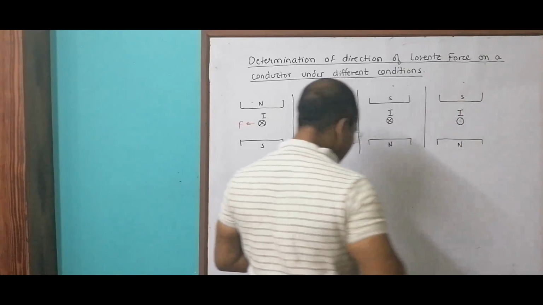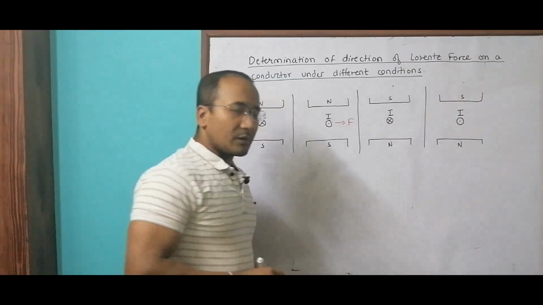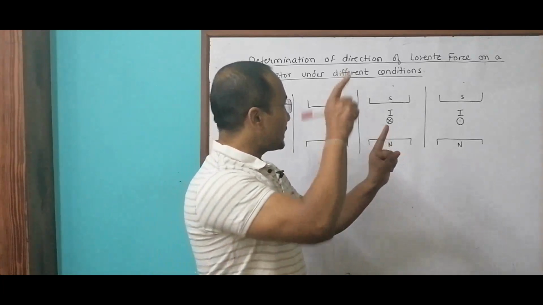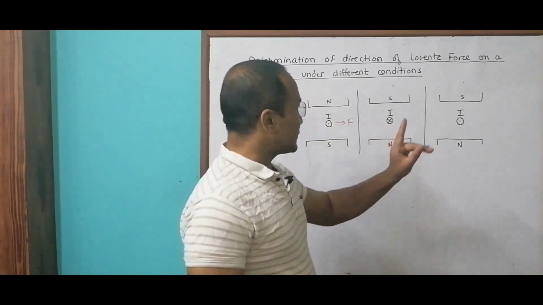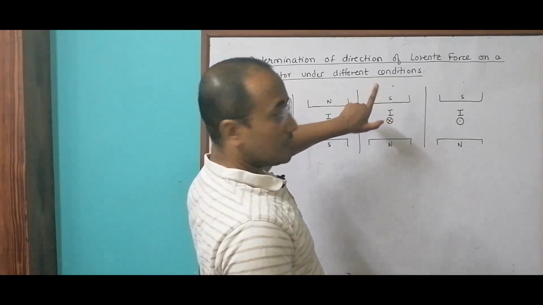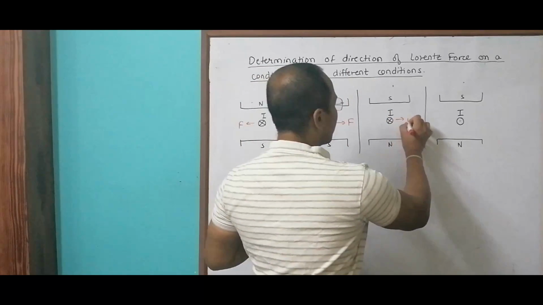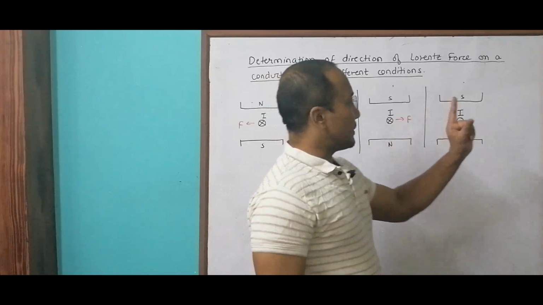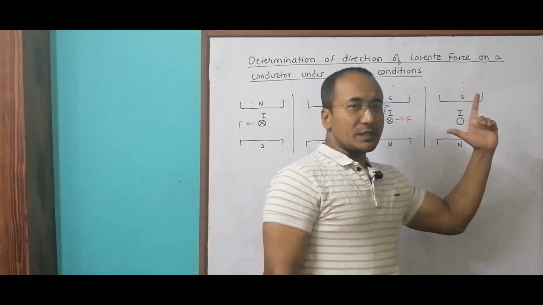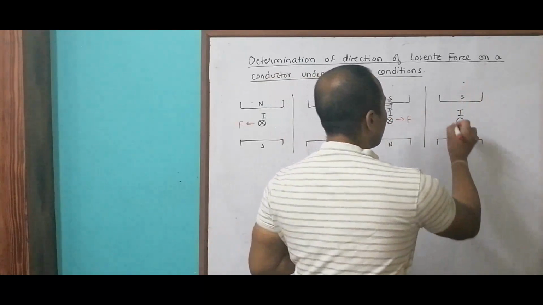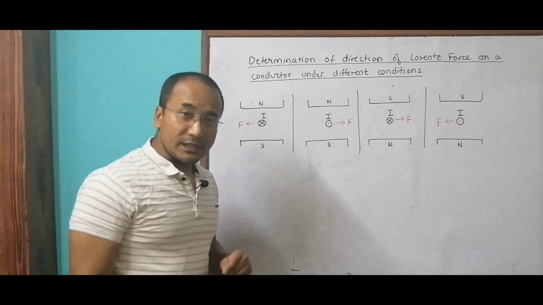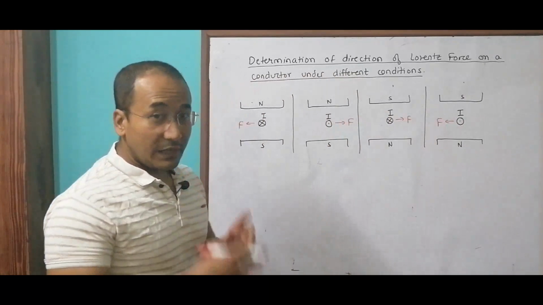Let us see the direction of the forces. So in this case, N S is upward, current going in that direction, force should be in this direction. So this is the direction of the force. And in this case, magnetic field N S, current coming towards you, force in this direction. This is the force. So 4 more cases. So altogether we now have 8 cases.